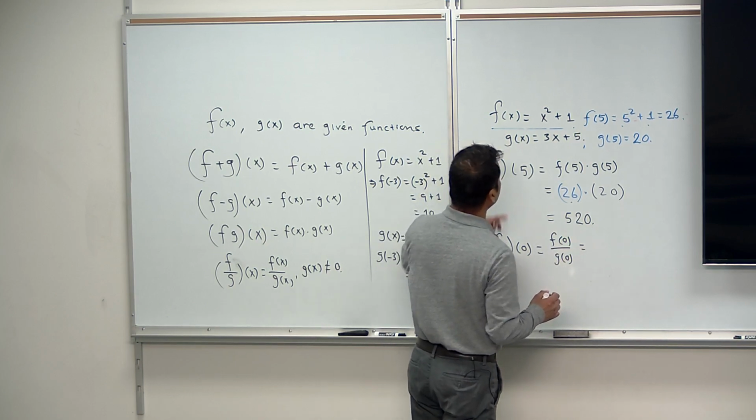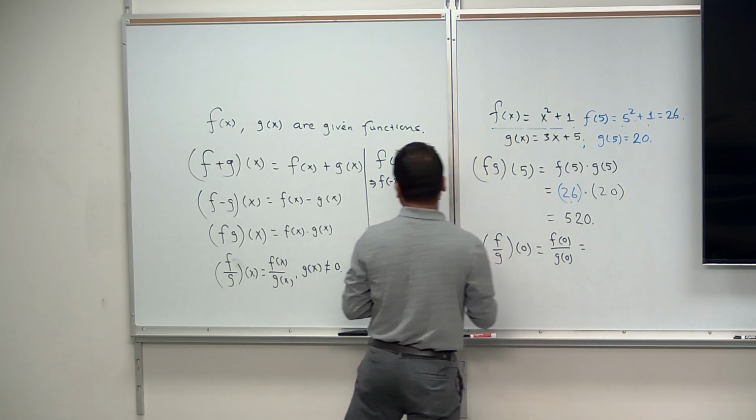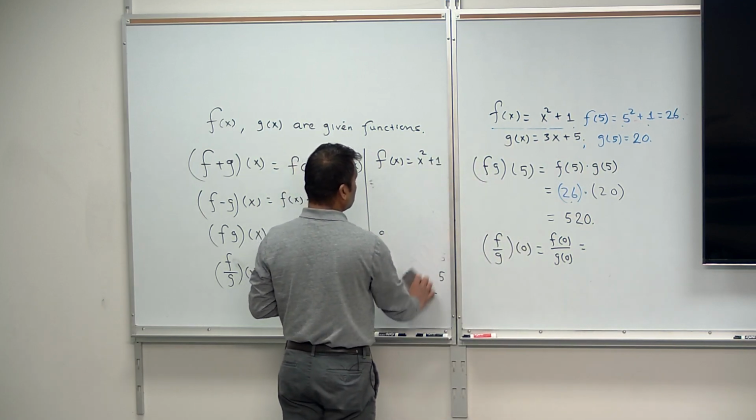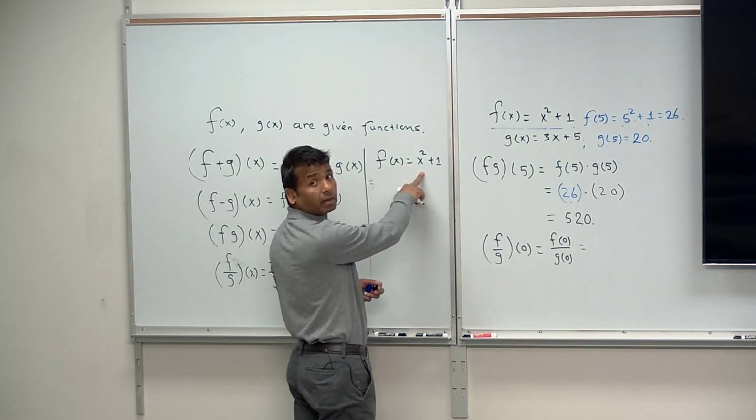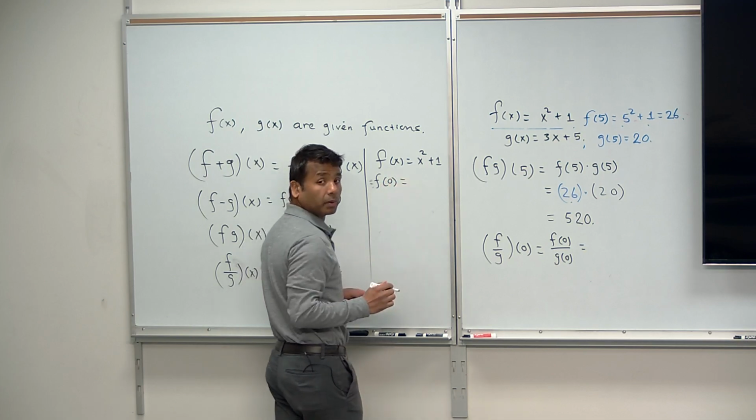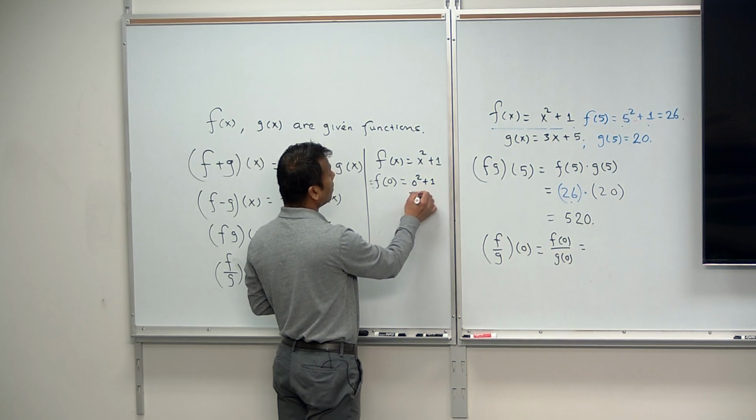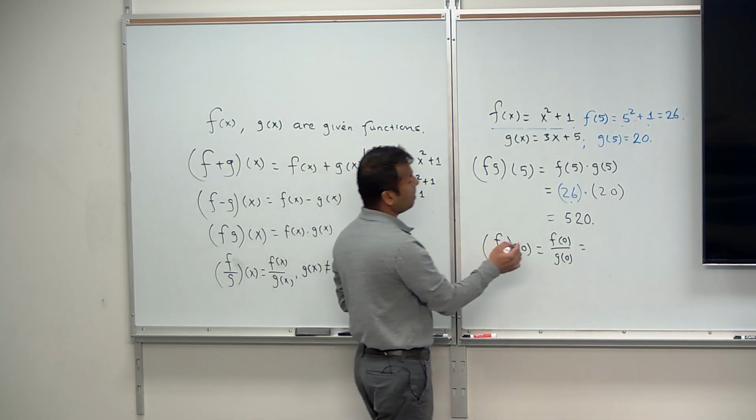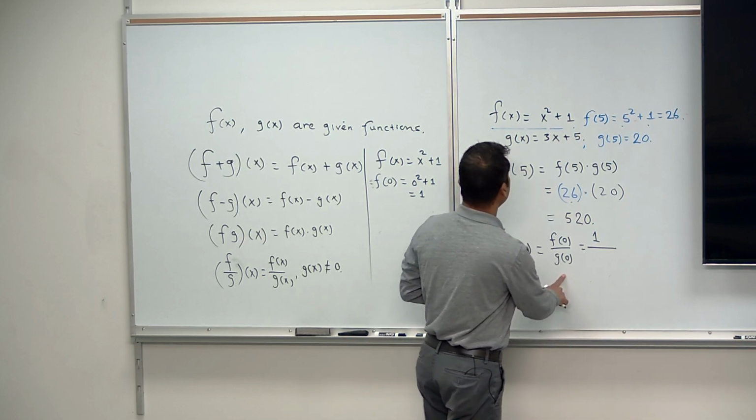So what is your f of 0? You plug in 0 here, okay? So what is your f of 0? So f of x is x squared plus 1. You plug in x equal to 0. So this is 0 squared plus 1, which is what? 1, right? So this is 1 over g of 0.